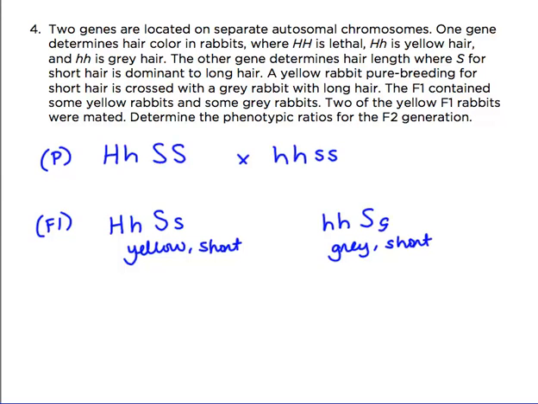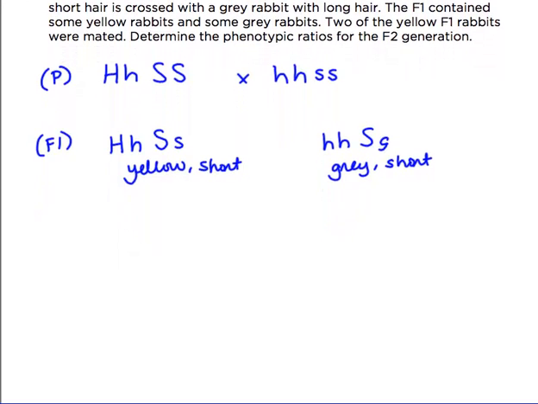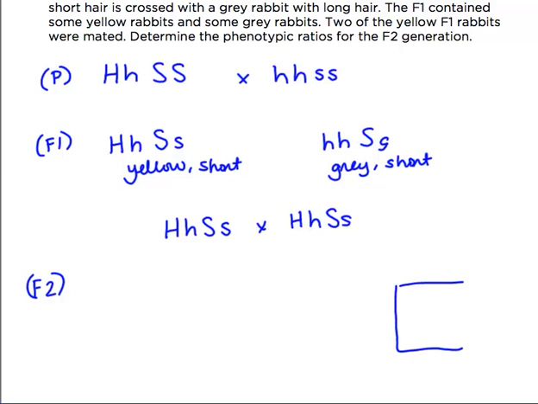Okay, now it's saying 2 of the yellow F1 rabbits were mated. So we're going to cross big H, little h, big S, little s, times big H, little h, big S, little s, to get the F2 generation. So you could do the 9 to 3 to 3 to 1 dihybrid Mendelian ratios. However, because there's a lethal gene involved, let's do the line method and see where the lethal gene comes in. So let's first cross the H gene. And we'll do a Punnett square just to show what's happening here. So one parent has a big H, little h, and the other has big H, little h.